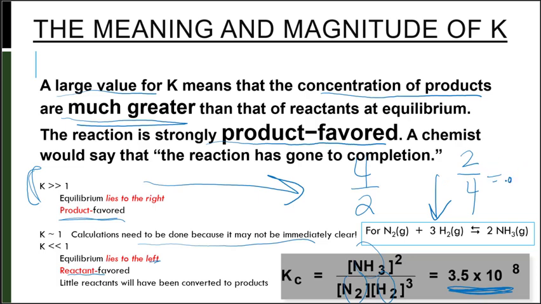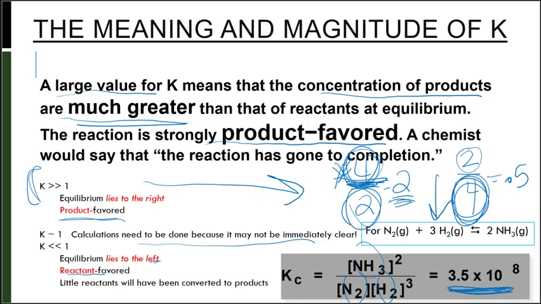2/4 is the same as 1/2, which is 0.5. But if I have a larger numerator, so if my numerator went from 2 to 4, so this is my products on top. If I increase the concentration of my products from 2 to 4, decrease the concentration of my reactants, remember the reactants are in the denominator, from 4 to 2, I then have a K value of 4 divided by 2 is 2. So a larger K value means I've increased the concentration of my products and decreased the concentration of the reactants.